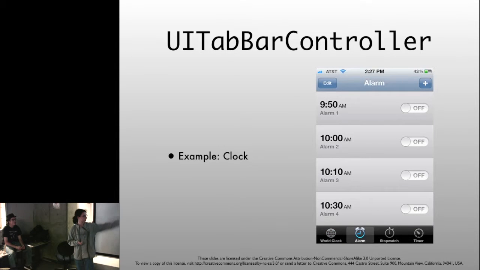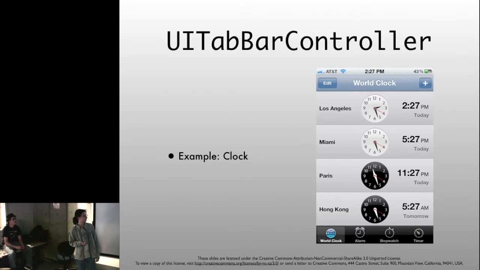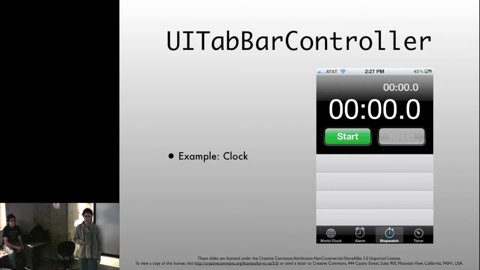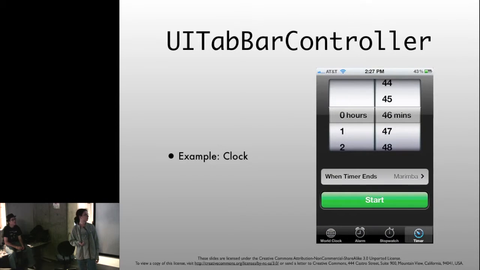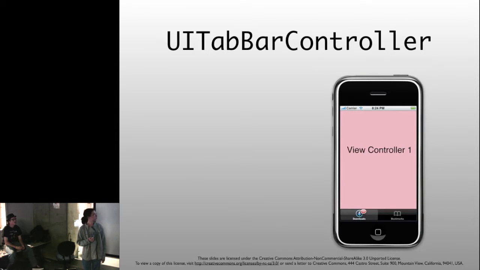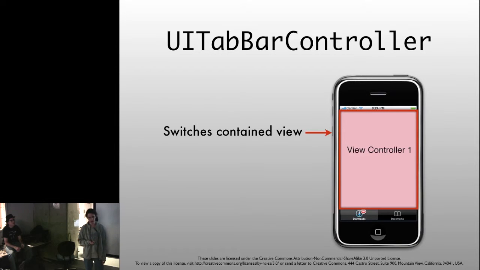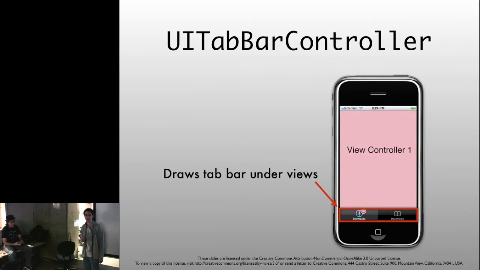So you can see that you have a whole bunch of alarms on this tab. You have a whole bunch of clocks on this tab. They're completely different. You can have a timer or an alarm. So what you do when you have a UI tab bar controller is set up a bunch of individual view controllers tied to each tab. They're contained views. The system takes care of drawing the tab bar for you.